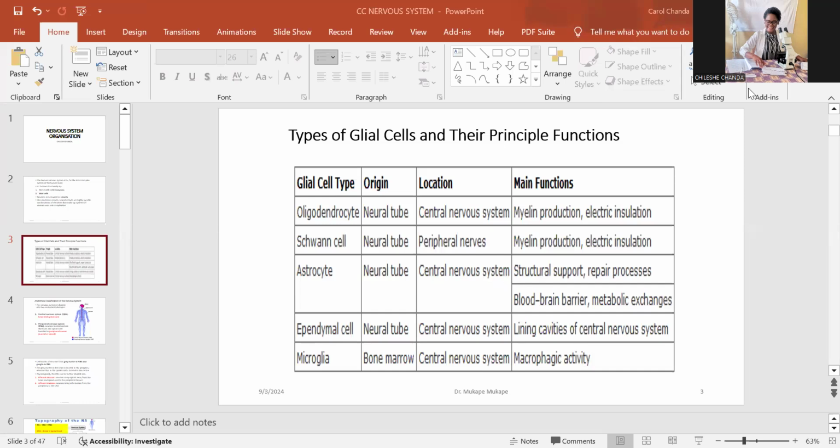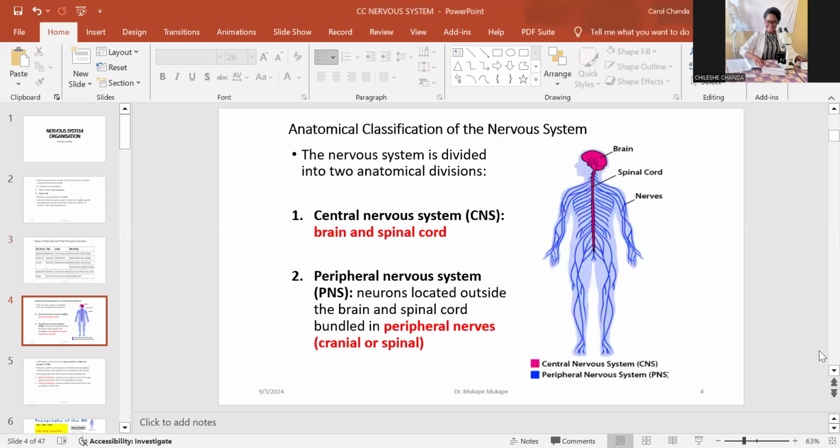The sixth cell that has not been mentioned here is a satellite cell. Satellite cells also support the nerve tissue. They are found in the peripheral nervous system and usually found along the bodies of the sensory neurons. They also support nerve tissue. So those are the supportive cells of the nervous system.